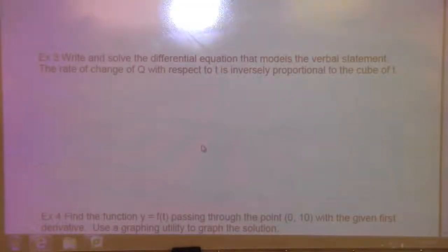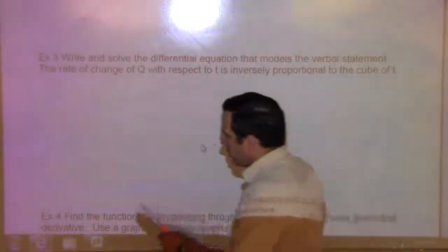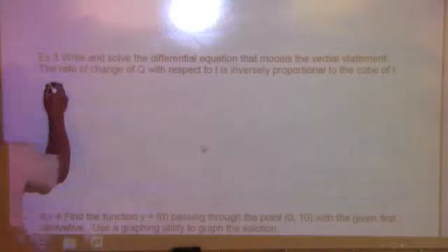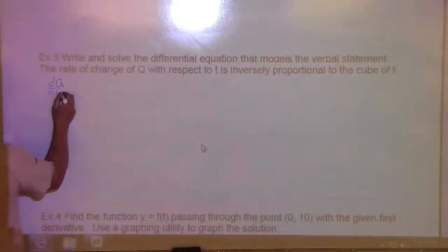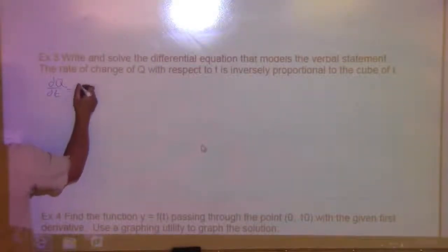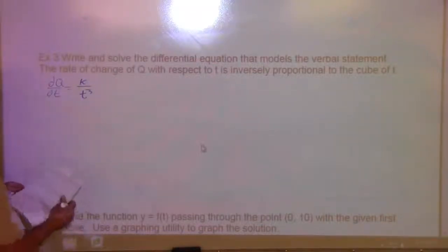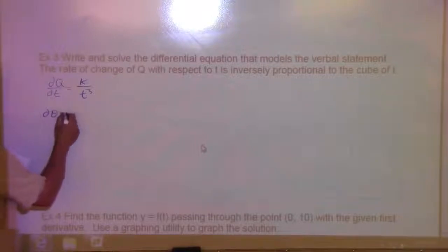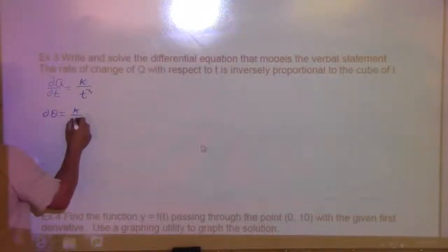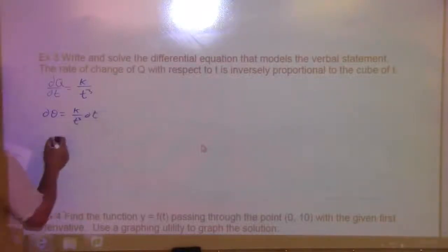So example 3 says write and solve the differential equation that models the verbal statements. The rate of change of q with respect to t is inversely proportional to the cube of t. So dq/dt is equal to k over t cubed. It's inversely proportional to the cube of t. So dq equals k over t cubed dt.